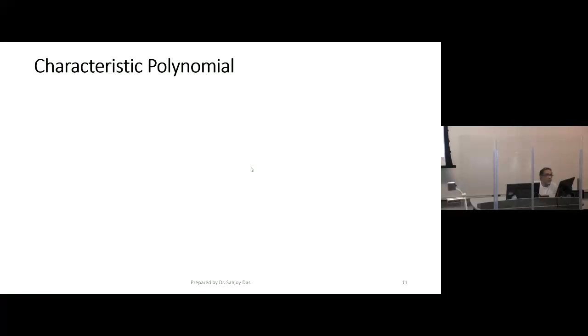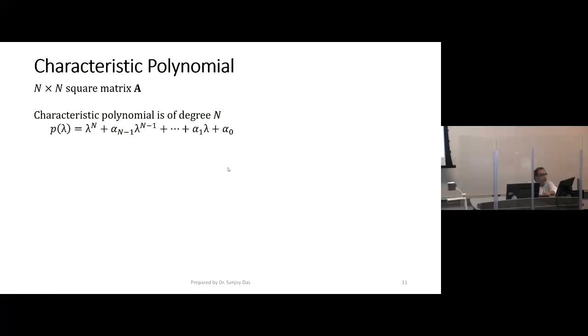Characteristic polynomial. So we have this n by n square matrix A. The characteristic polynomial, like we already saw, is of degree n. So this is the general form of the characteristic polynomial: lambda to the n plus alpha sub n minus 1 lambda to the n minus 1, all the way to alpha 1 lambda plus alpha 0. This is our characteristic polynomial.